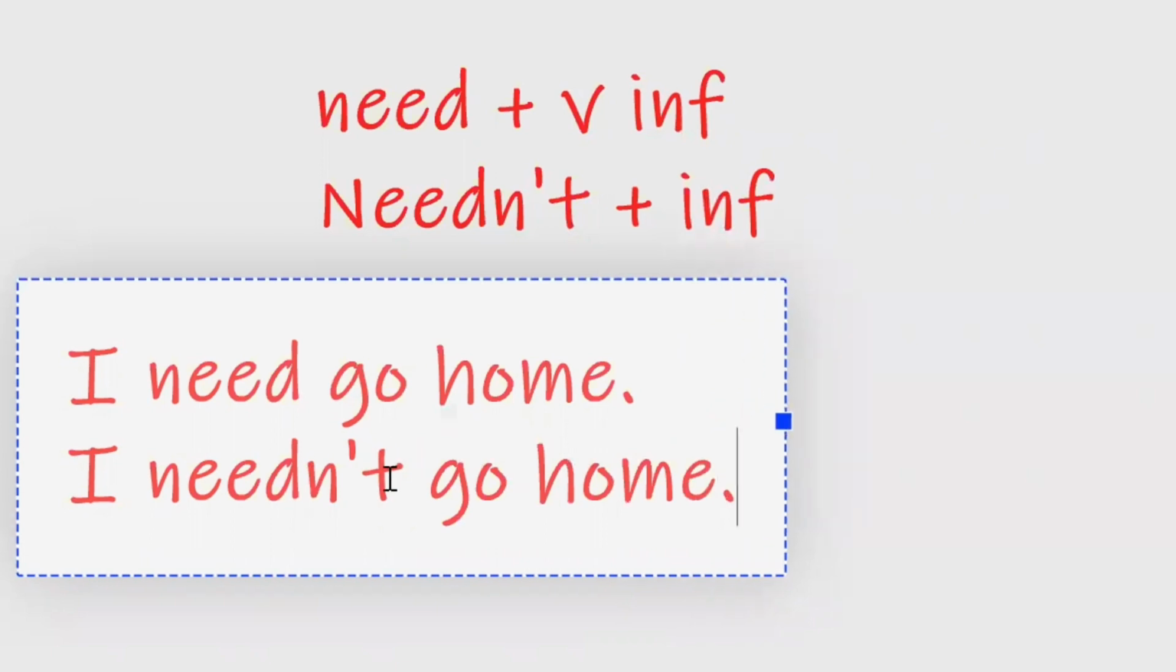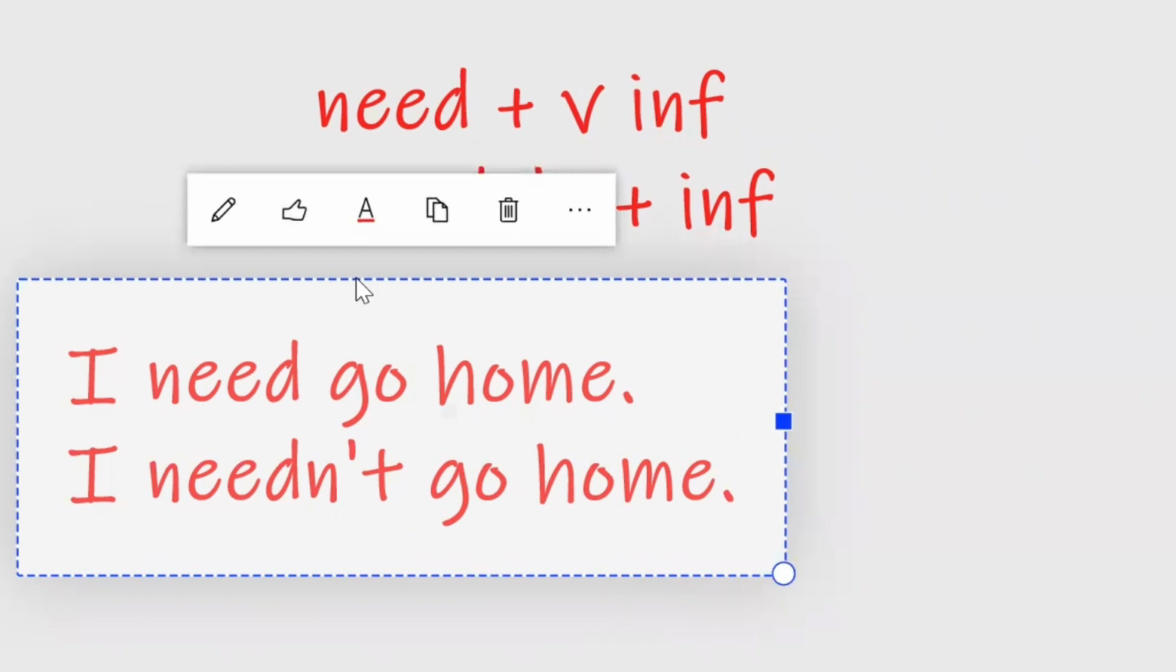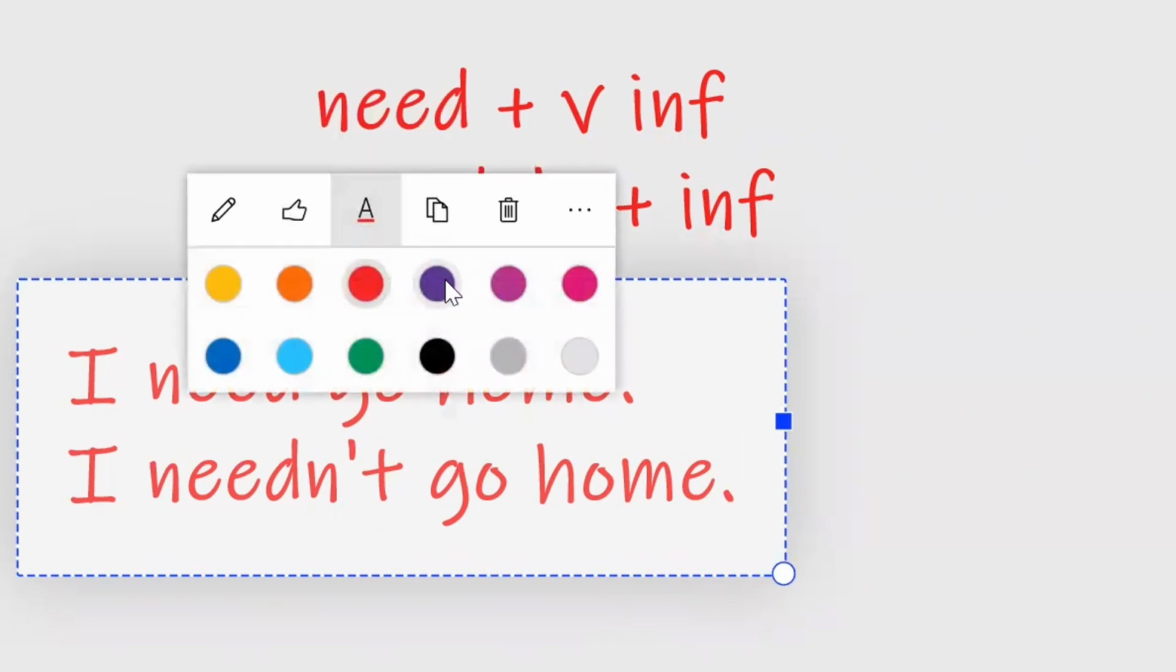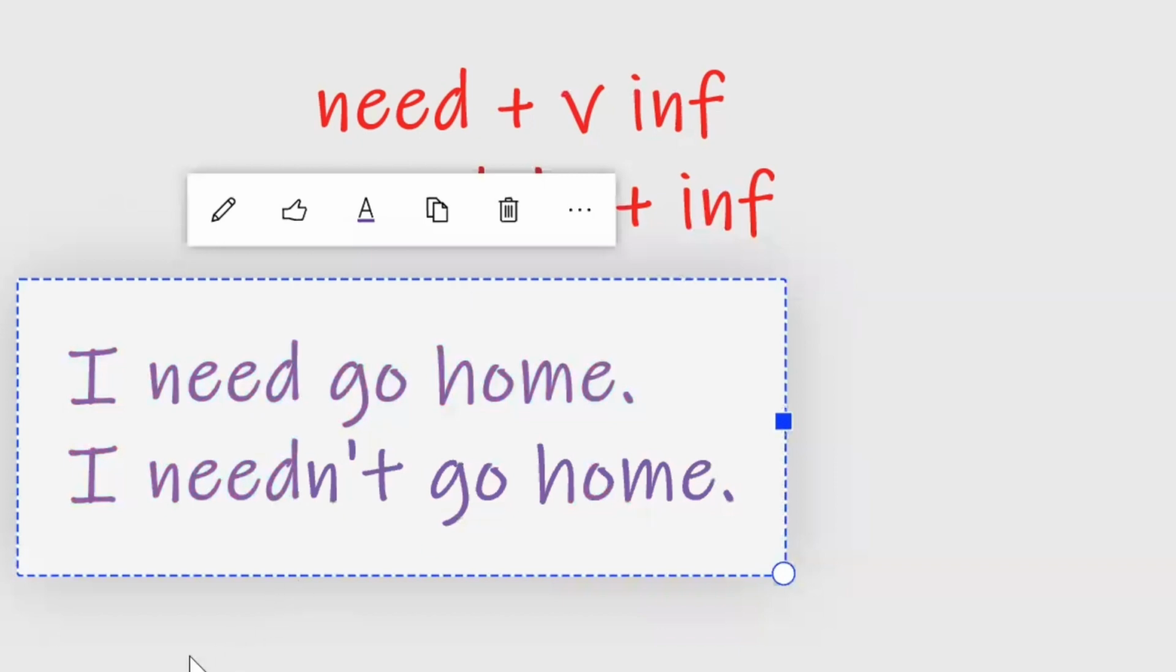Needn't go home. So this is the negative form of the verb. Need can be used as a modal verb, like must, like may, like will, like can, to express necessity. I need go home. It is the same idea if I say I need to go home. This is the same: I needn't go home is the same as I don't need to go home. The same? Yes, it is the same idea.